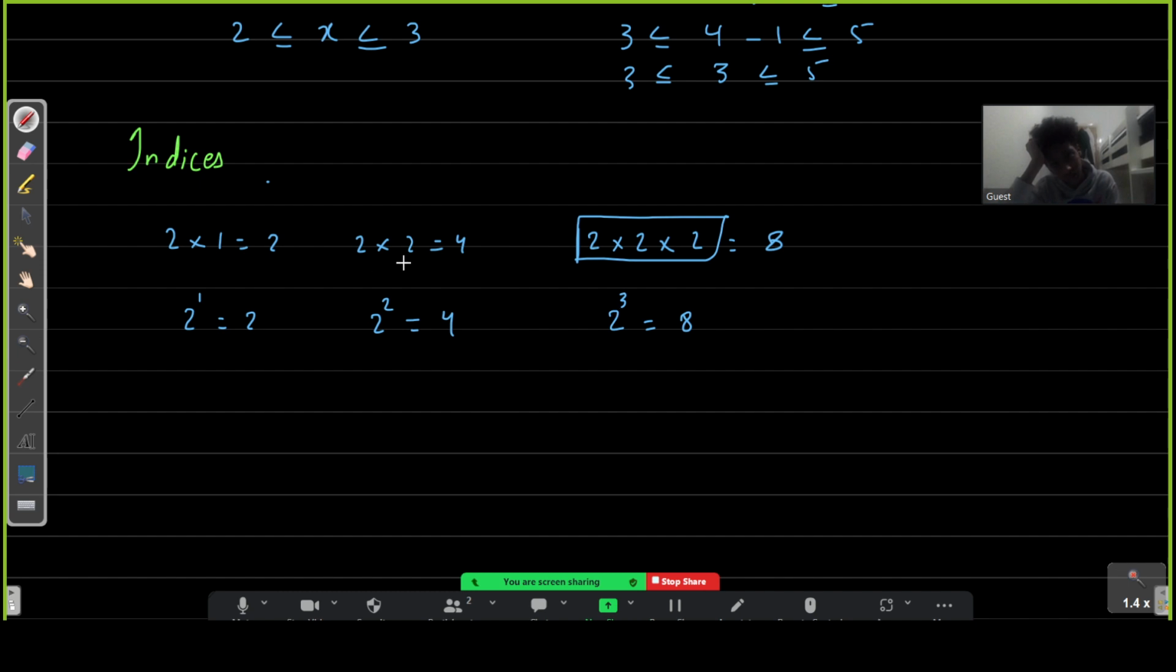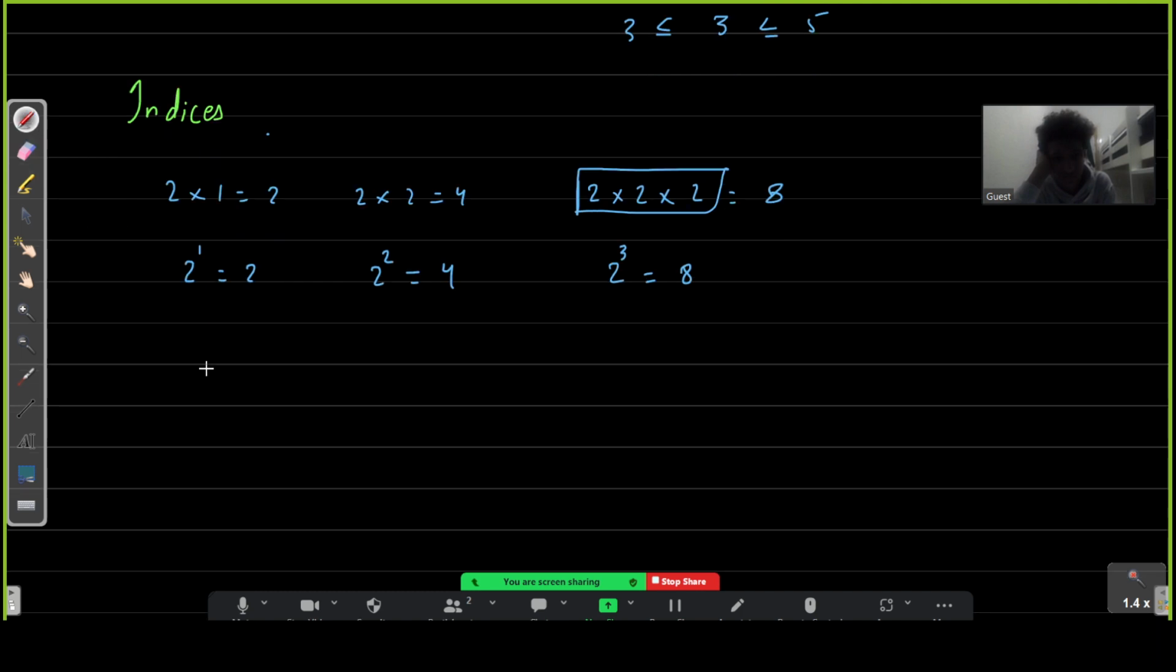So 2 is multiplying with itself 2 times. 2 is multiplying with itself 3 times. Then 2 is multiplying with itself 4 times. It gives us further numbers. So that's why we need the indices, to multiply each other.